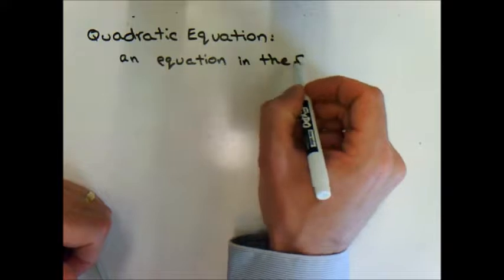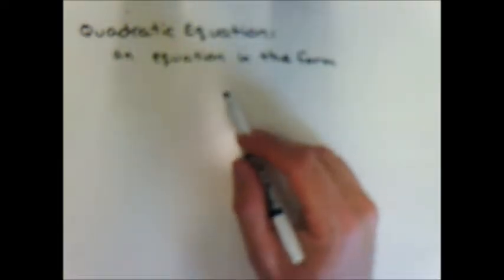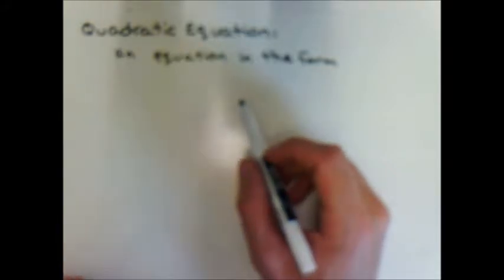in the form. Now what's for sure going to be true about this equation? What does every equation have? An equal sign. It's an equation. It has an equal sign. Something on one side equals something on the other side.